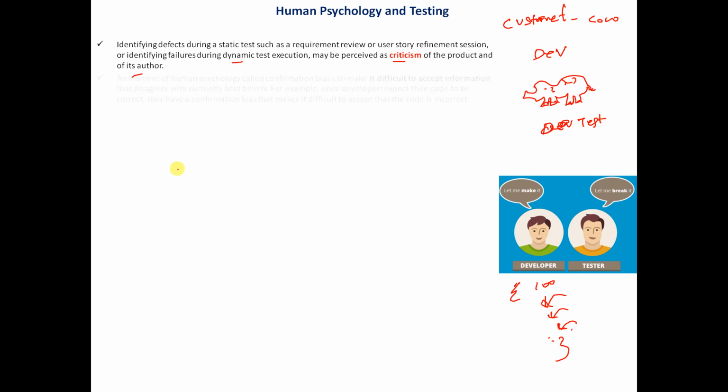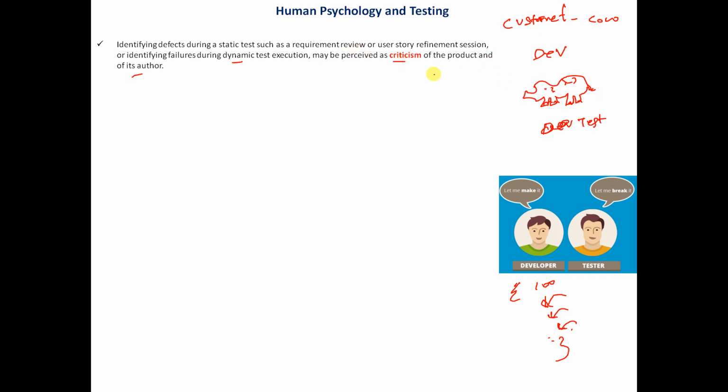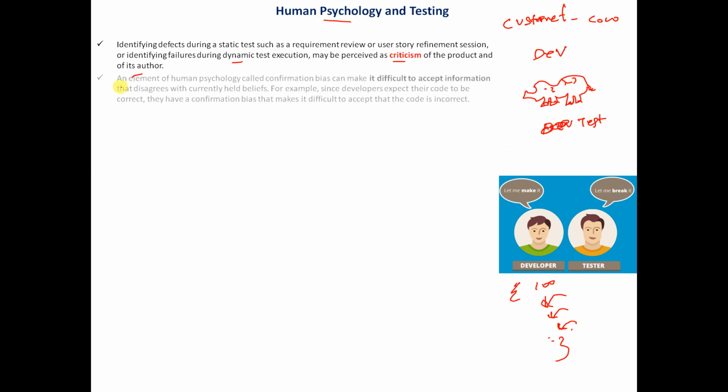Before that, let's see another point. This you will have understood, right? It's a criticism. The first point is that whatever the author or developer has done, when the reviewer gives feedback, it will be perceived as a criticism of the product, and sometimes a criticism of the author also. If you are finding issues in my code, maybe I'll feel that you are not criticizing my product, you are criticizing me. That is human psychology. The next point is an element of human psychology called confirmation bias. Actually, I've drawn this diagram only for confirmation bias. I made this scenario.